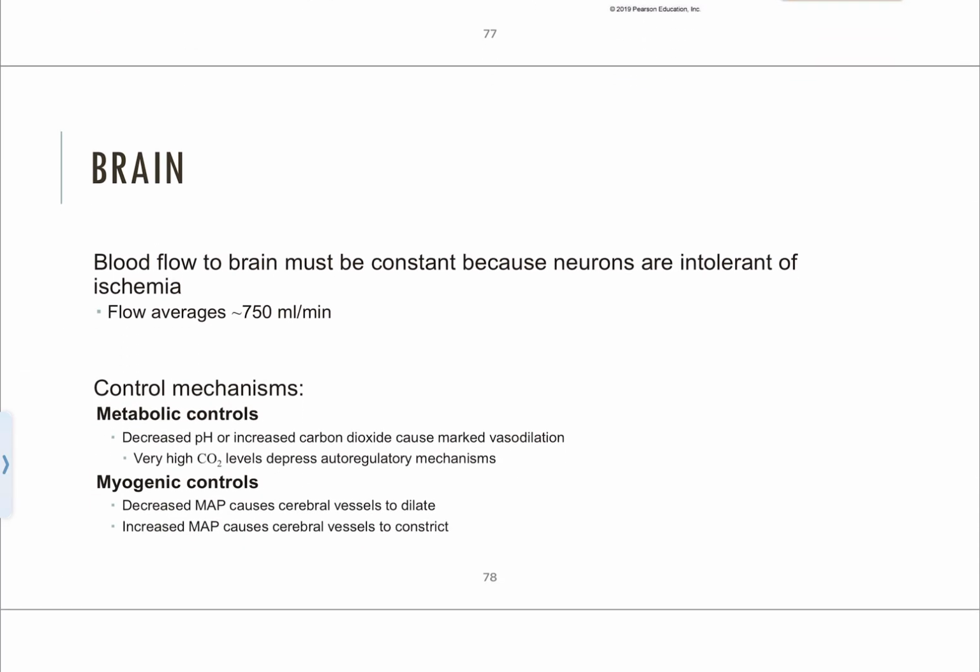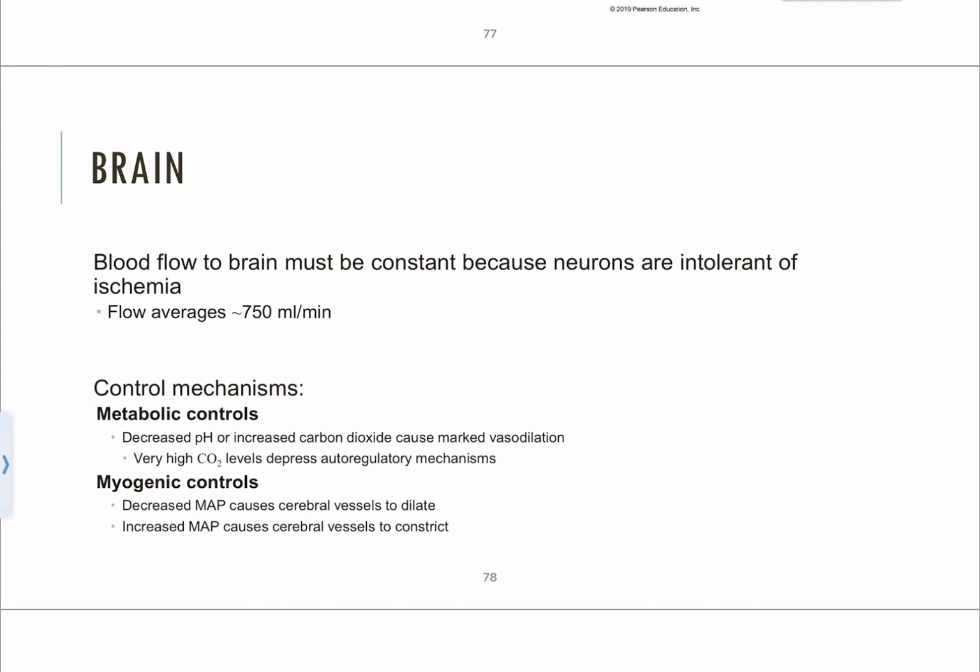Okay, our brain. So blood flow to our brain must be constant because our neurons are intolerant of ischemia. So the brain is unable to store nutrients. So we have to always have a very specific blood flow of about 750 milliliters per minute to our brain, regardless of what environment or state our body is in. So one thing we never shunt blood away from is our brain.